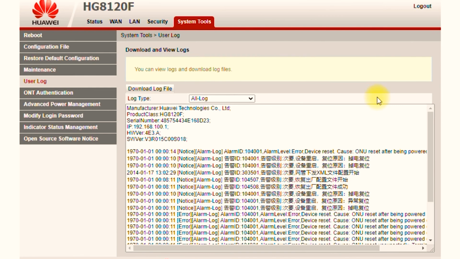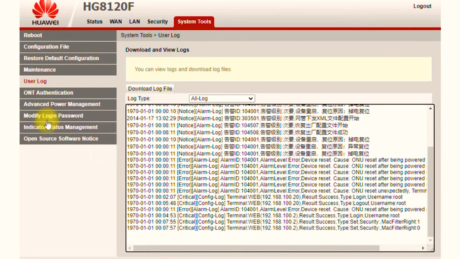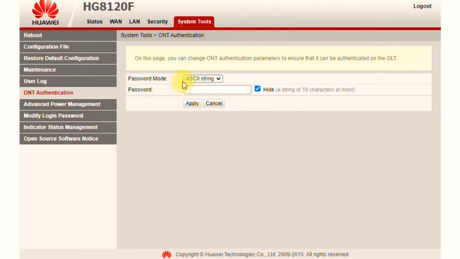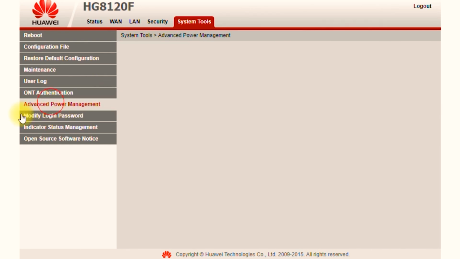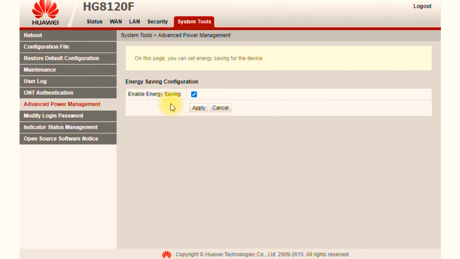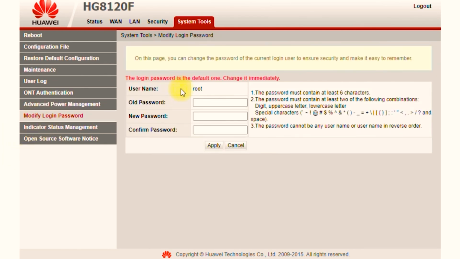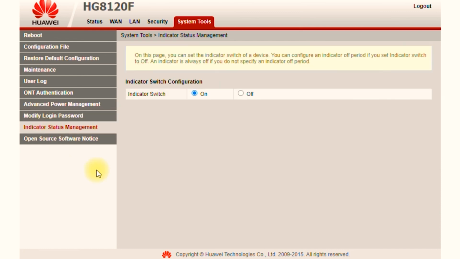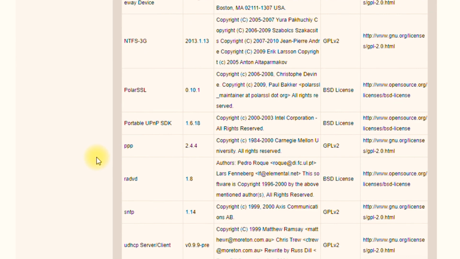The HG8120F has one optical port, one Ethernet port, and supports various features such as VLAN, QoS, and IGMP. The device also supports remote management through its web interface and support for TR069 protocol. The device supports a variety of fiber optic standards and protocols, including GPON, JPON, and EPON. It also supports a variety of data transmission rates, including 1 gigabit per second downstream and 1 gigabit per second upstream. The HG8120F is designed to be easy to install and set up, and comes with a user manual that provides detailed instructions on how to do so.